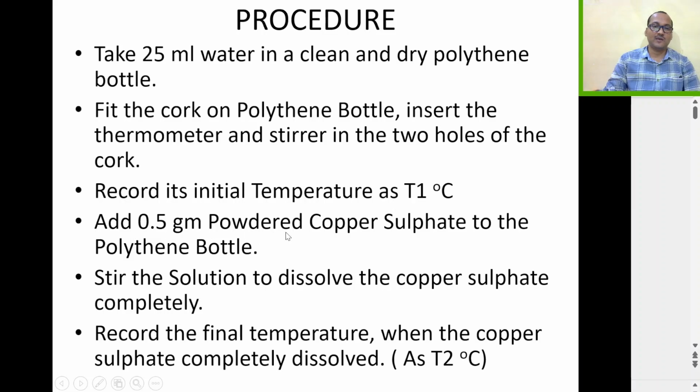Then add 0.5 gram of powdered copper sulfate to the polyethylene bottle. Then stir the solution to dissolve the copper sulfate completely. Then record the temperature when the copper sulfate is completely dissolved as T2 degree Celsius.